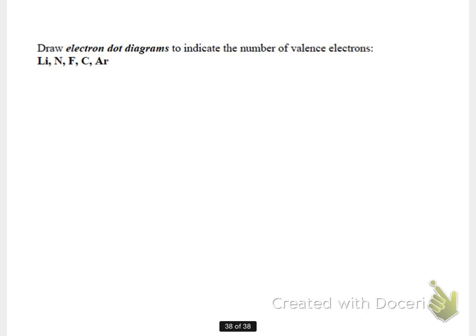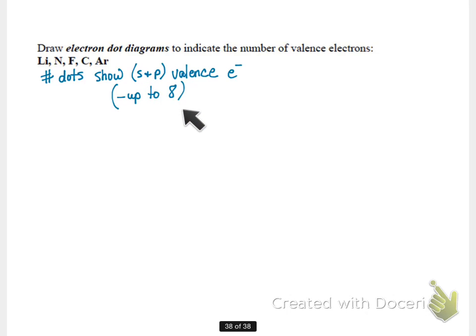A handy way to write valence electrons is to use the electron dot diagrams. And again, this is something that we're going to use a lot when we get into bonding. It indicates just the number of valence electrons. Those are the only electrons that we write. The way we write it is we write the number of dots to show the valence electrons. Because they are the highest energy levels, they're always going to be just the s and p, not the d electrons, not the f electrons. And it can have up to 8, because s can hold up to 2, p can hold 6. That's a total of 8. And to be honest, this is actually where the octet rule comes from.